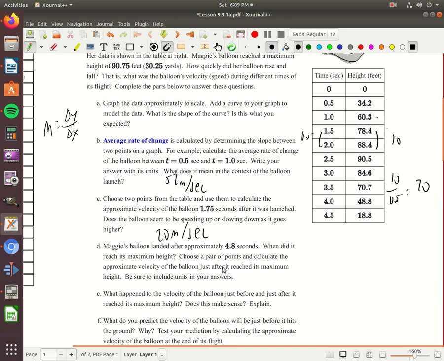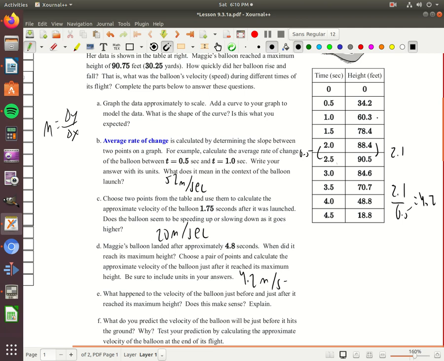Maggie's balloon landed after approximately 4.8 seconds. When did it reach its maximum height? Choose a pair of points and calculate the approximate velocity of the balloon just after it reaches maximum height. So if it landed at 4.8, I'm thinking that the middle should have been about 2.4, right? So 2.4, I guess I'm going about right here. Somewhere in between this. Obviously closer here than here, but these are the 2 points I have. So it looks like it went up 2.1 over 0.5. I divide 2.1 by 0.5 and I get about 4.2 meters per second.